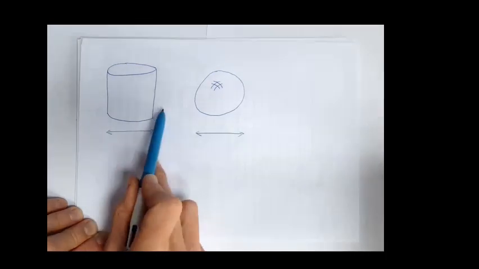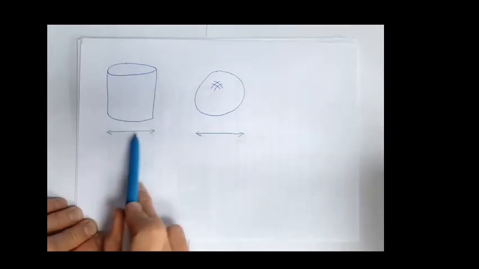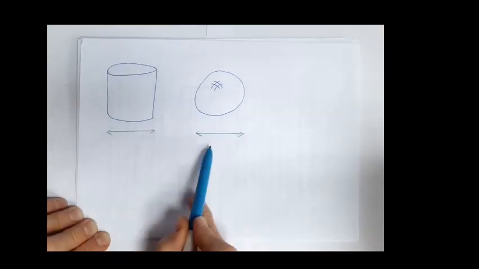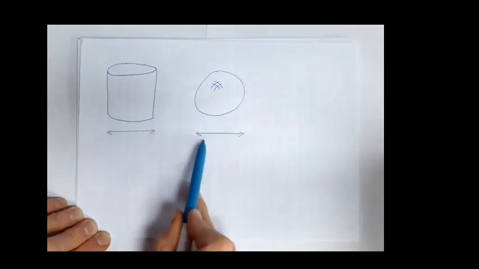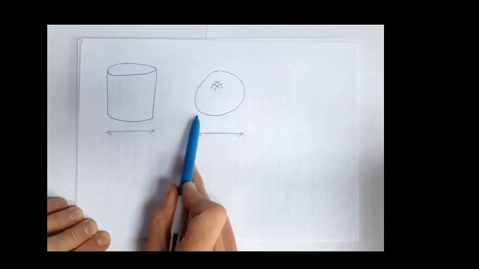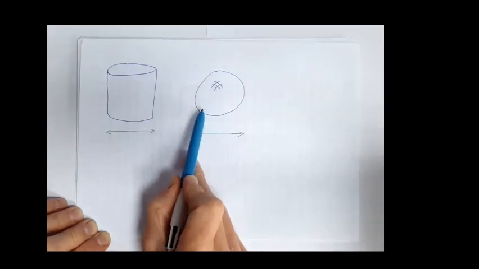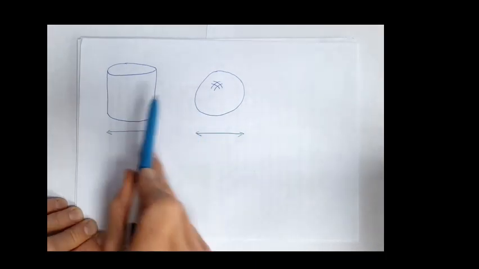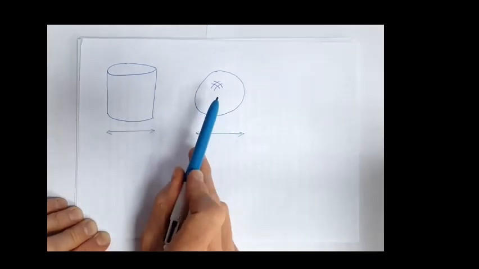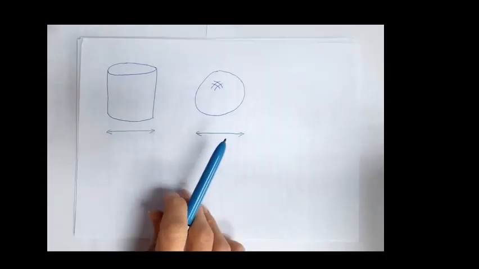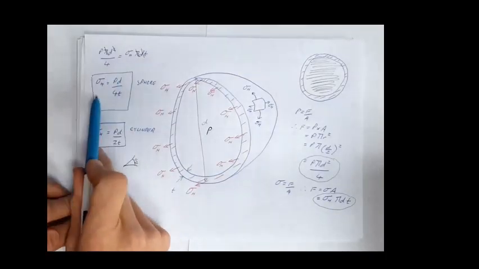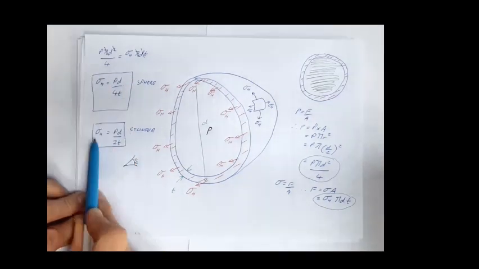So we might, for economic reasons, want to store our fluid in a cylinder, but for structural reasons, we might say actually we need to reduce the stresses inside our structure. So therefore, instead of opting for a cylinder, we're going to opt for a sphere so that we can halve those stresses. Just as we've seen on the previous page, our hoop stresses have been halved in a sphere compared to a cylinder.